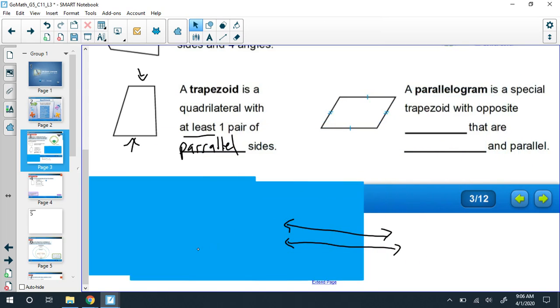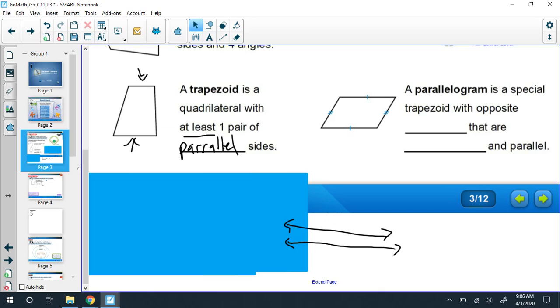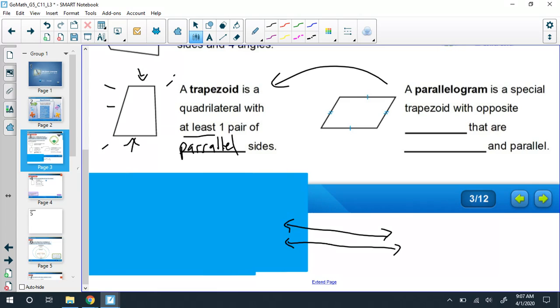Up next, after trapezoid, we are going to talk about a parallelogram. So a parallelogram is a special trapezoid. So what that means is that all parallelograms are in fact trapezoids. Now some trapezoids end up being parallelograms, but obviously not all of them. This shape that's on the left here, this one is not a parallelogram. It is a trapezoid, but it is not a parallelogram. On the right, though, this shape is in fact both a parallelogram and a trapezoid.